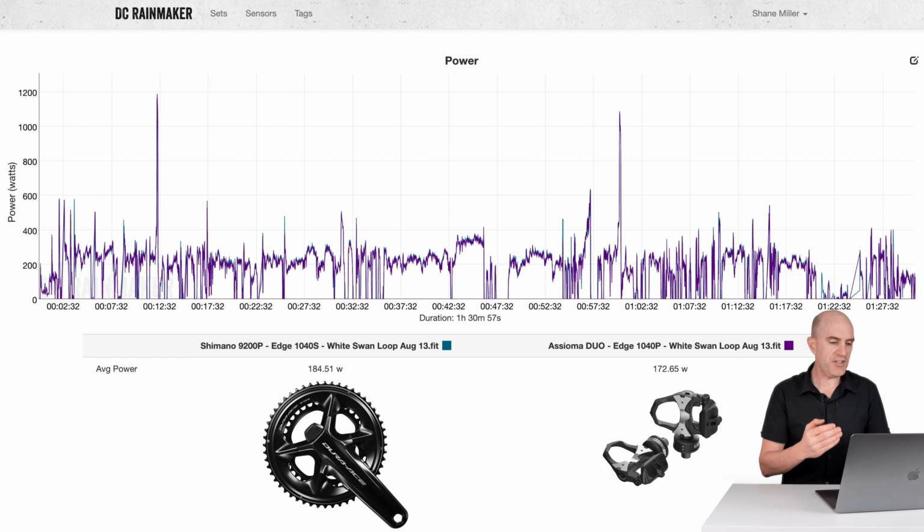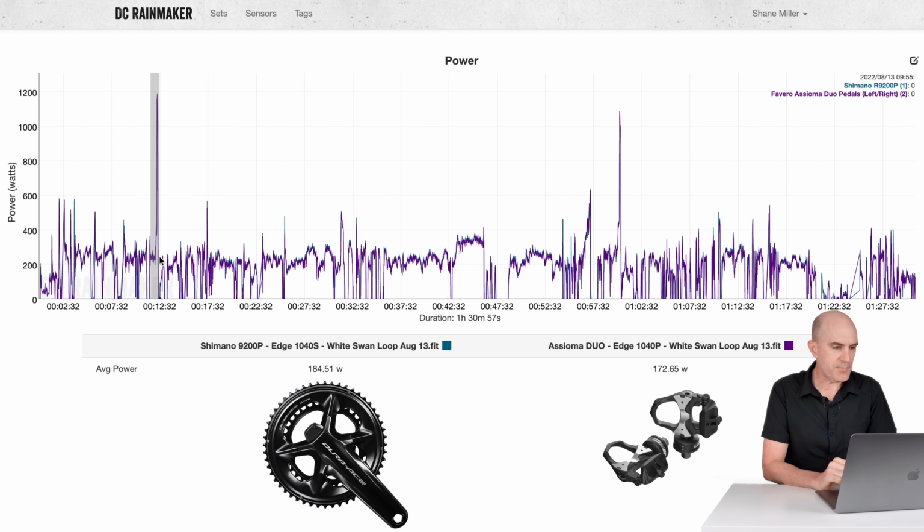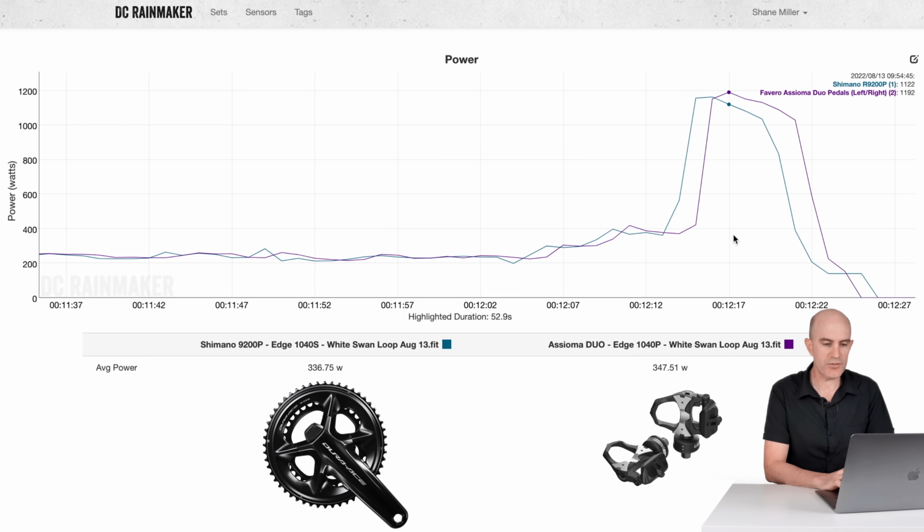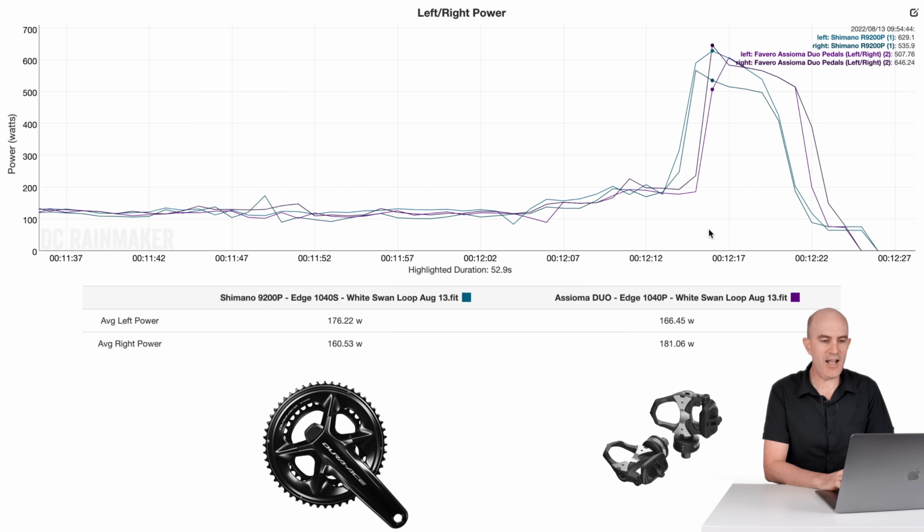Pulling up data set number 2, now this was outdoors, Shimano 9200-P up against the Assioma Duos on the White Swan Loop, outdoors. First up, a sprint. There's a bit of an offset here with the recording interval, but jumping down to left-right power, and things again are not looking good on the right-hand side of the Shimano crank. Similar to what I saw on the sprint indoors, outdoors, performing the same sprint effort, the right-hand side on the Shimano 9200P was reading low.